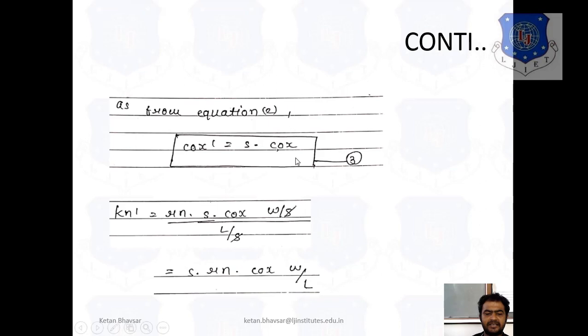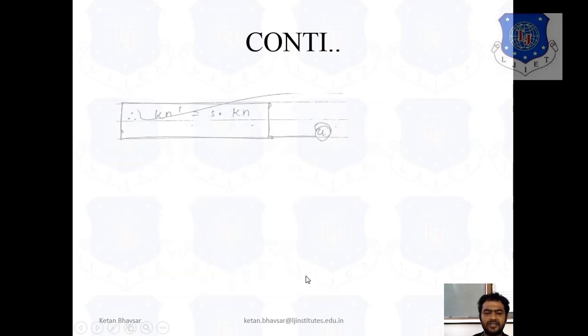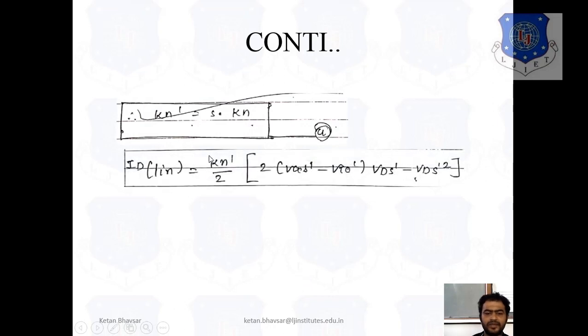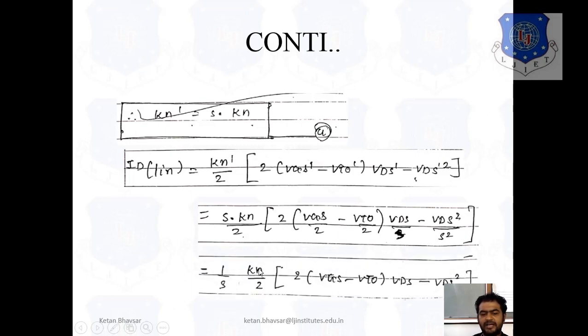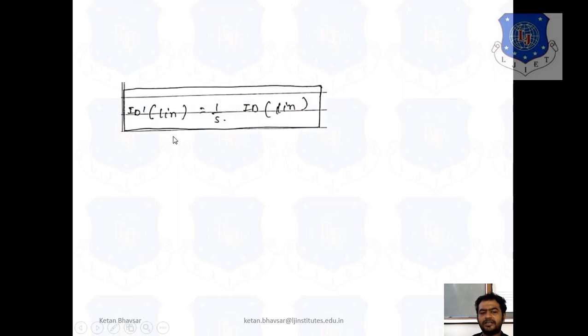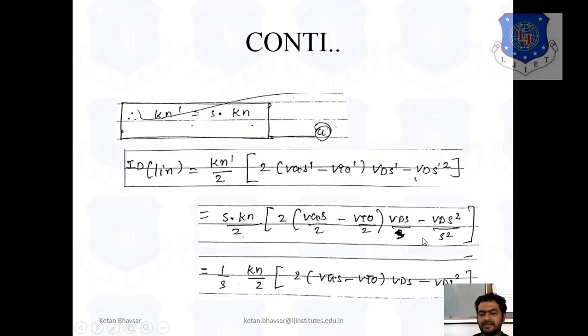Now you can take S into mu n Cox W by L. So we can say that Kn dash is equal to S into Kn. Now your final equation looks like this: S dot Kn by 2 into (VGS minus VT) into VDS minus V square DS. They are all considered as S coefficients. So 1 divided by S Kn by 2 into (VGS minus VT) into VDS minus V square DS, because here we have to take a constant and scale down by 1 divided by S. So finally you get this equation for ID linear. You can assume here it's an S over here, okay. So we are directly taking the scaling factor divided by 2.